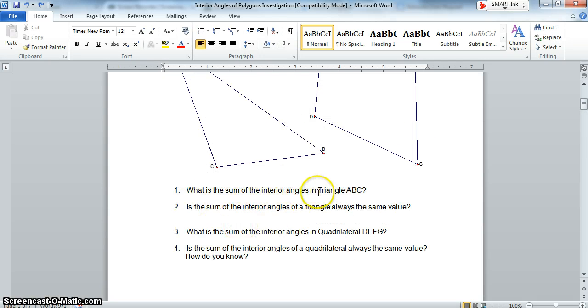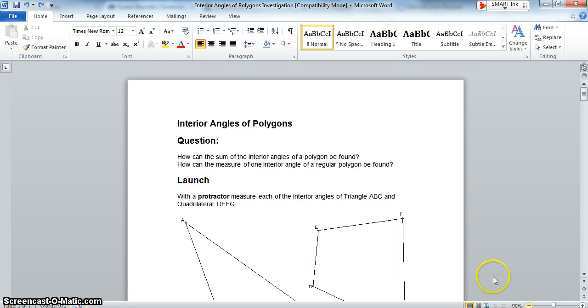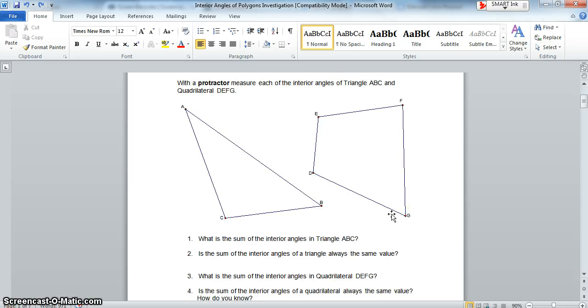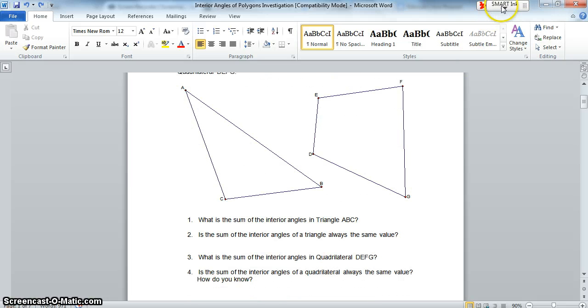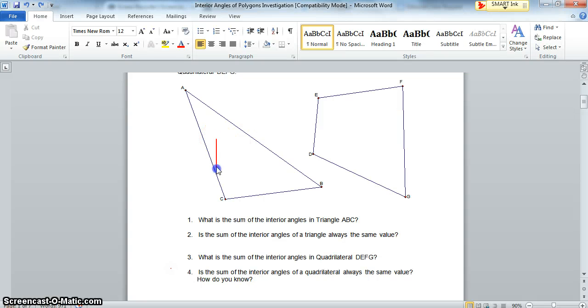What is the interior angle sum of triangle ABC? I'm just going to zoom out a little bit so I can look at the questions and the pictures. We know that in this triangle, the angles always add up to 180 degrees. Now, is the sum of the interior angles always the same? Yes. It's always going to be 180 degrees.